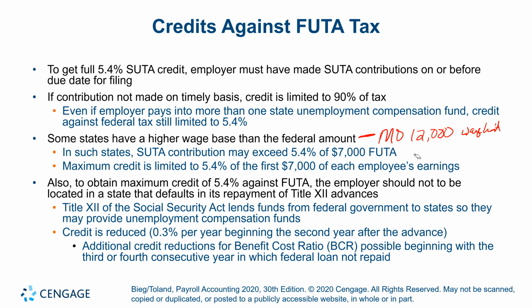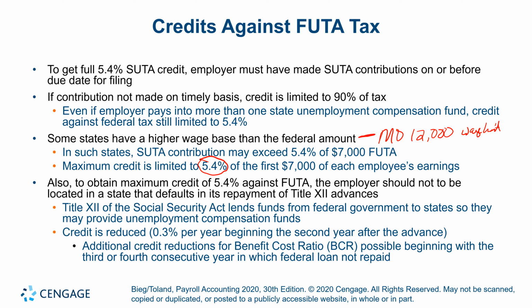in such states, SUTA contribution may exceed 5.4% of 7,000 FUTA. Maximum credit is limited to 5.4% of the first 7,000 of each employee's earnings. Also, to obtain maximum credit of 5.4% against FUTA, the employer should not be located in a state that defaults in its repayment of Title 12 advances.